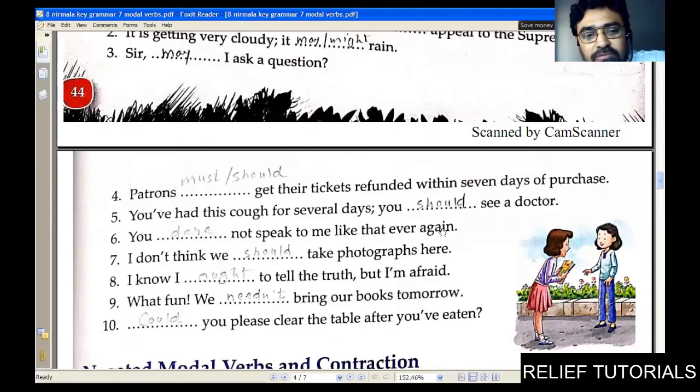I don't think we should take photographs here. It is advisable. It is something moral. I know I ought to tell the truth, that is highly moral. It is a necessity over there, but I'm afraid. What fun! We needn't bring our books tomorrow. Necessity. Could you please clear the table off after you've eaten? There is a very polite request, starting with could, being a question.